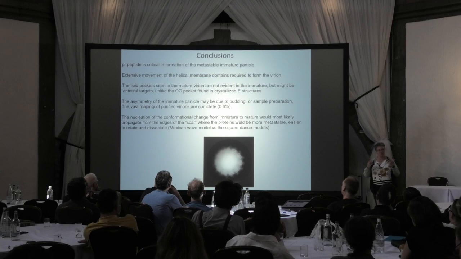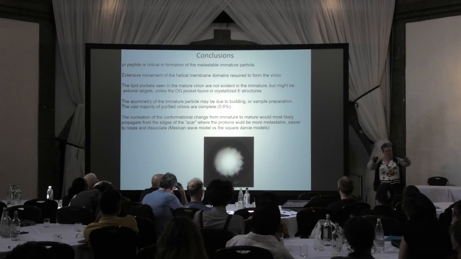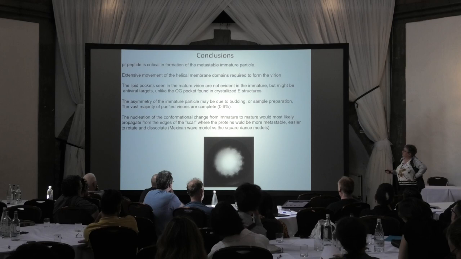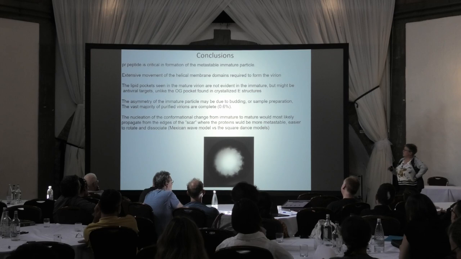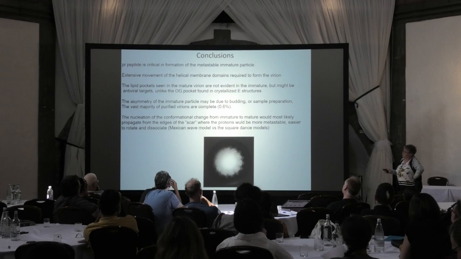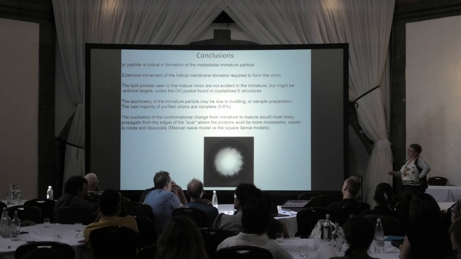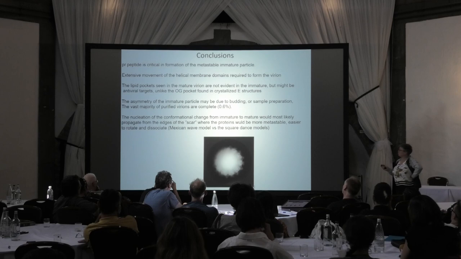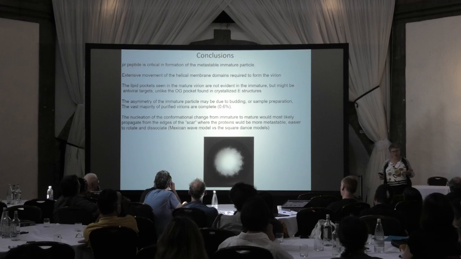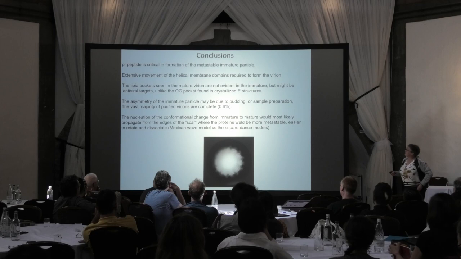which is very metastable. It's so metastable that actually we see lots of these incomplete particles in tomograms. We have extensive movement of helical membrane domains in order to form the mature virion. The lipid peptides that were seen in the mature virion are not seen in the immature. They might still be a potential antiviral target, but this OG pocket found in crystallized structures is probably not. The asymmetry of the immature particle may be due to budding or sample preparation. At least it's not due to the air-water interface in the cryo-EM.